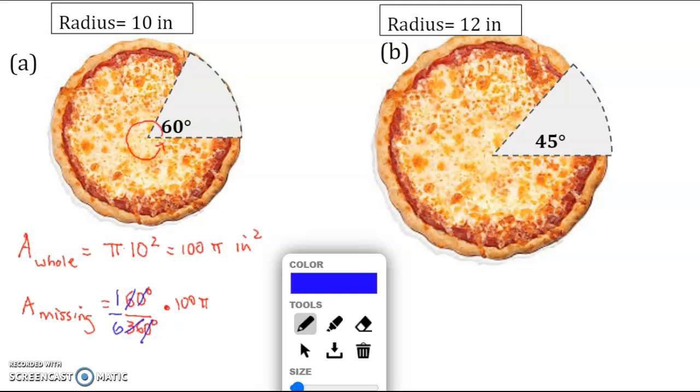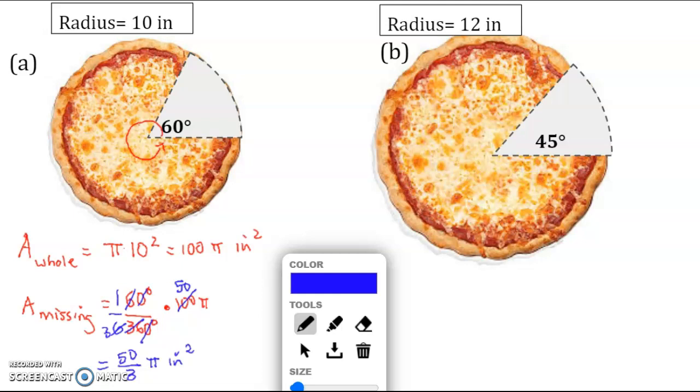They are both even numbers, so I can divide them by 2. So that's 50 here, and this is 3. So the simplest form is 50 over 3 pi inches squared of pizza is missing.